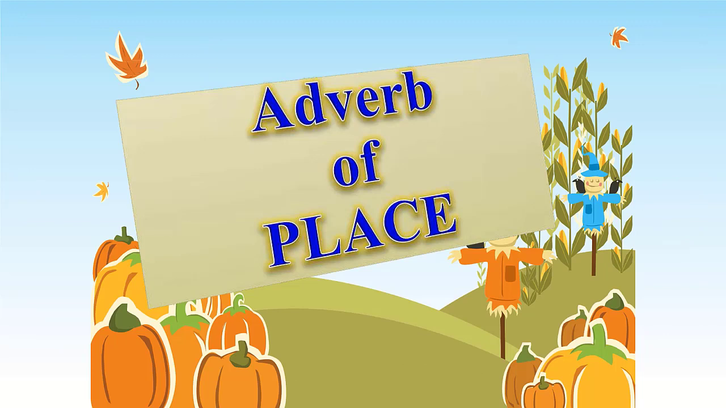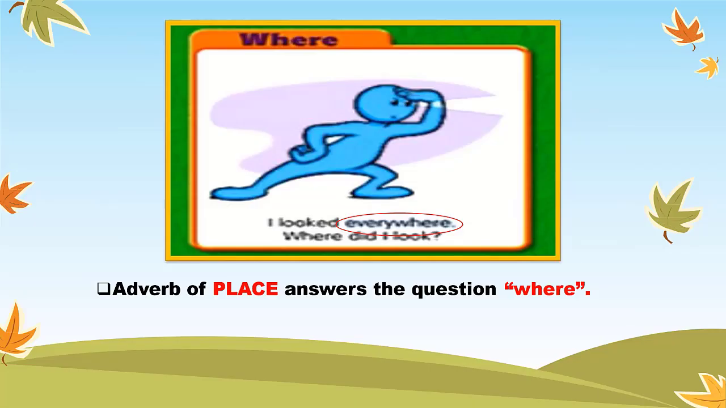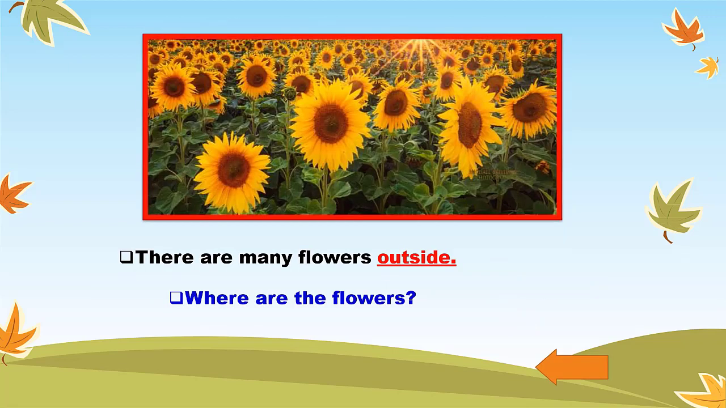Then adverbs of place. I looked everywhere. Everywhere is a word that answers the question where. So where did you look for the book? Everywhere. This is an adverb of place. Then there are many flowers outside. Where are the flowers? They are outside. Outside here is an adverb of time? No, of course, it's an adverb of place.